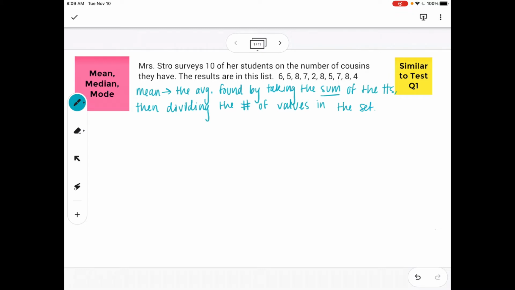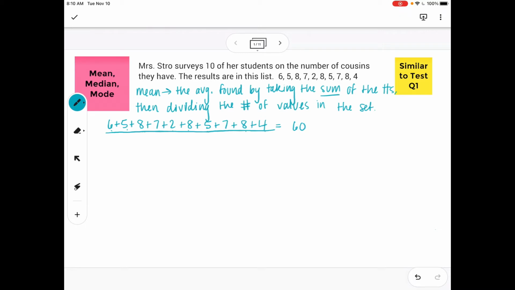All right, so let's go ahead and do that with these values. So you can just list them as they are: 6 plus 5 plus 8 plus 7 plus 2 plus 8 plus 5 plus 7 plus 8 plus 4. And let's make sure we have all the values. 1, 2, 3, 4, 5, 6, 7, 8, 9, 10. Okay, we do have 10. And then we are going to first add all of those up. And I already did the math, and it's 60.